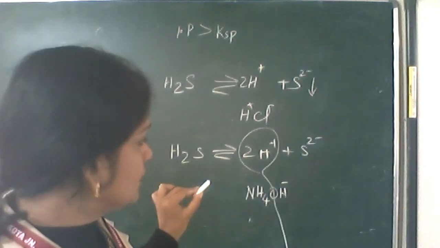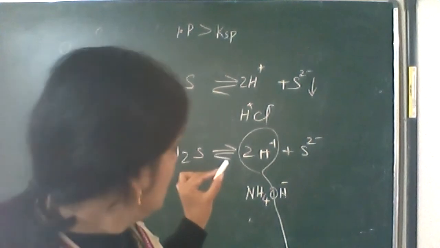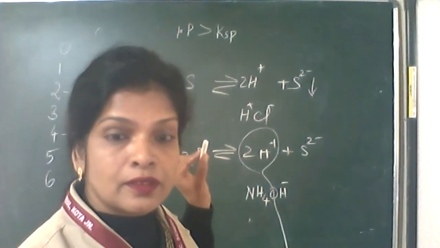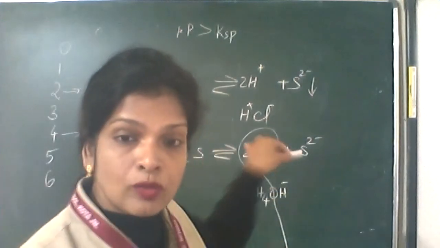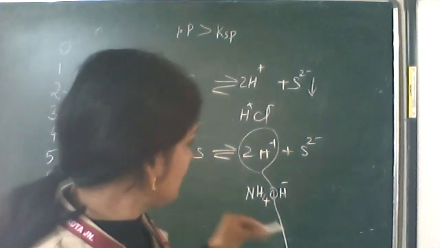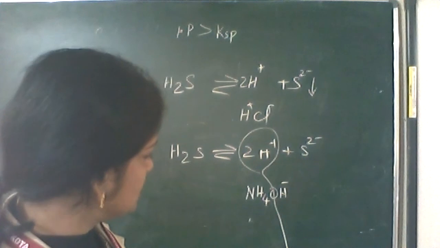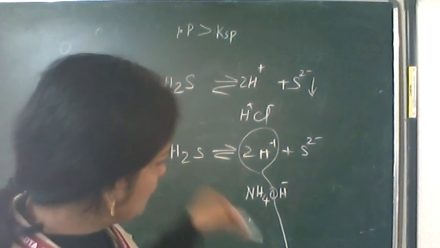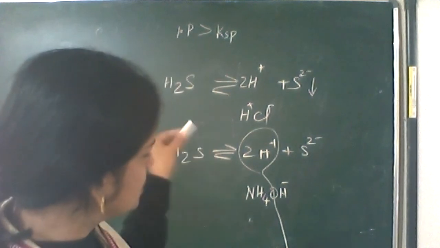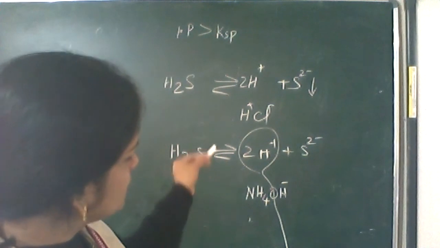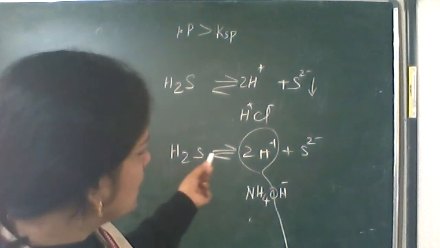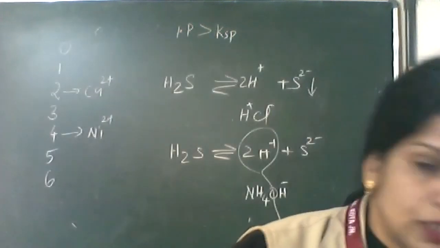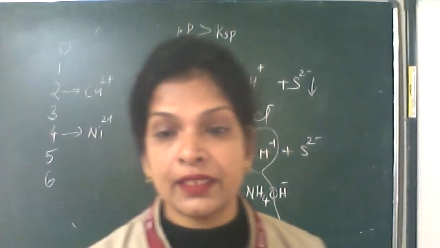In the fourth group, the solubility product of NiS is higher, so you have to exceed that solubility product. That means you need more S2 minus there. To get more S2 minus, you are putting NH4OH there. The OH minus reacts with H plus and water is formed, so H plus is removed from this equilibrium. When H plus is removed, then according to Le Chatelier's principle, more and more H2S will dissociate. So you can exceed that solubility product.